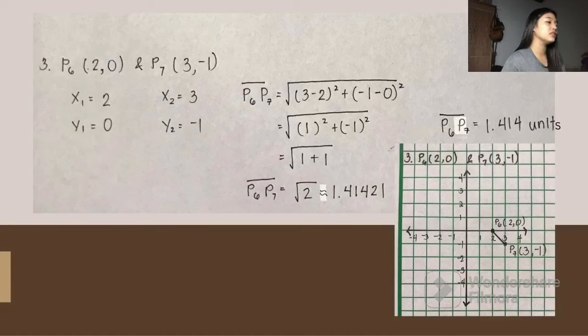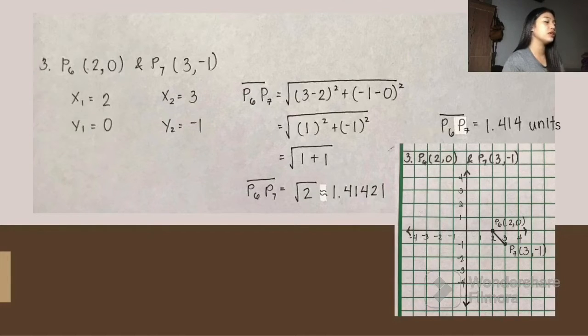This is the last. Number 3. P sub 6, 2, 0. P sub 7, 3, negative 1. X sub 1 is equal to 2. Y sub 1 is equal to 0. X sub 2 is equal to 3. Y sub 2 is equal to negative 1. Let's plug in the given to the distance formula.